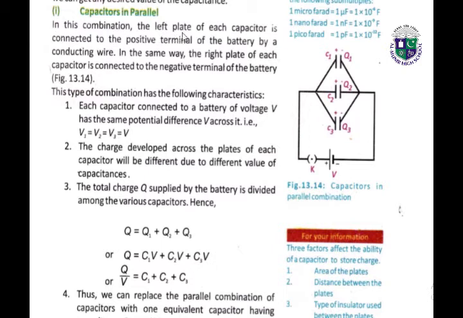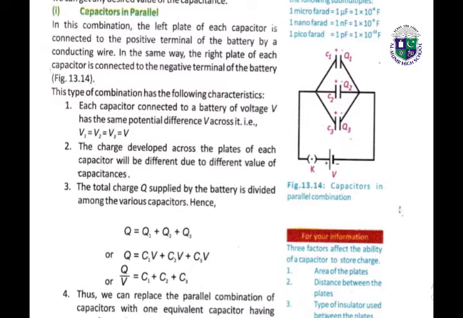In this combination, the left plate of each capacitor is connected to the positive terminal of the battery by conducting wire. So here, students, we have Figure 13.14, which shows the capacitors in parallel combination. Look here, the left plate of each capacitor is connected to the positive terminal of the battery. In the same way, the right plate of each capacitor is connected to the negative terminal of the battery, as shown in the figure. This type of combination has the following characteristics.